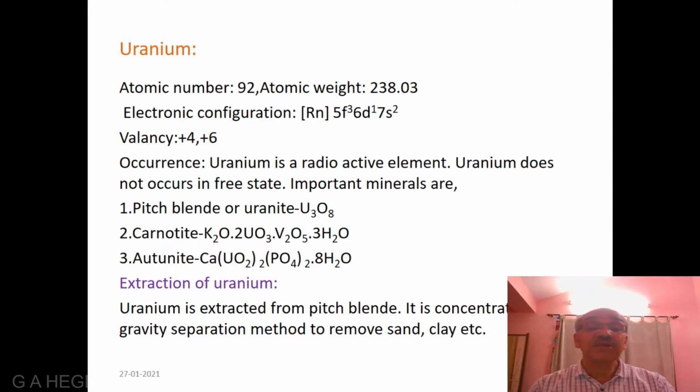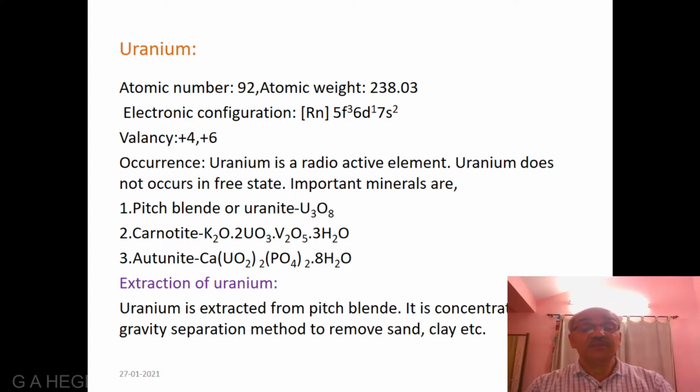The important minerals are: number 1, pitchblende, having the composition U3O8. Number 2, carnotite, having the composition K2O, 2UO3, V2O5, 3H2O. Number 3, autunite, having the composition Ca(UO2)2(PO4)2, 8H2O.